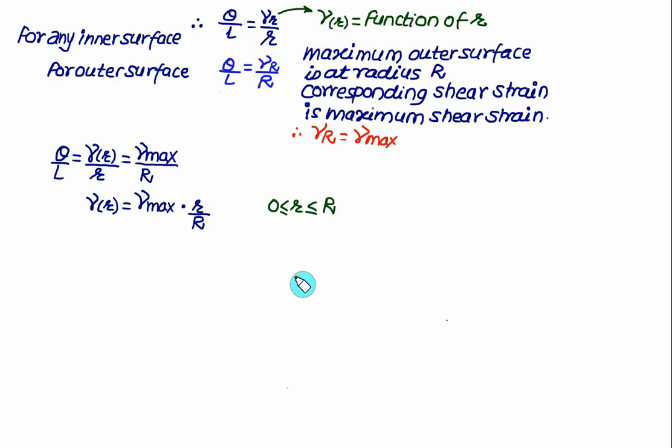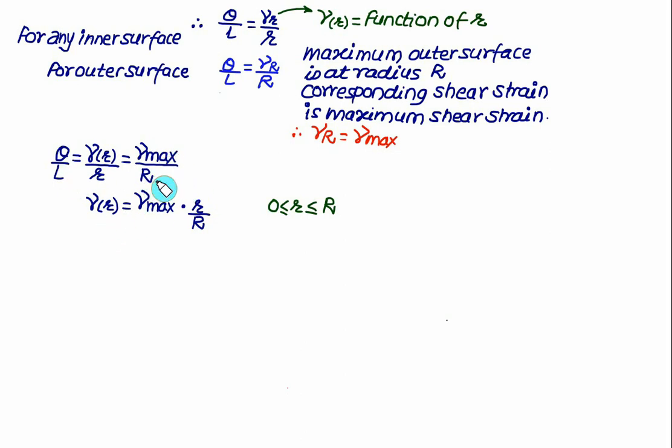In the last video, we have proved that theta, the angle of rotation, divided by the length of the shaft, is equal to gamma maximum divided by r. That is the maximum shear strain divided by the radius r, which is the same as the shear strain at any radius r divided by the same radius at which we are interested to know the shear strain, is also equal to gamma max divided by r.